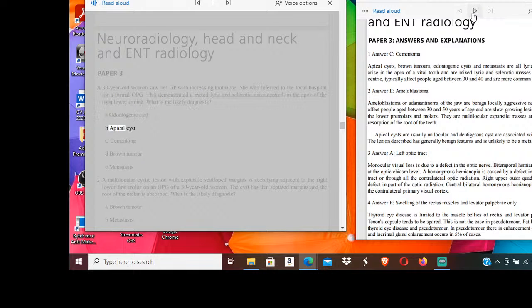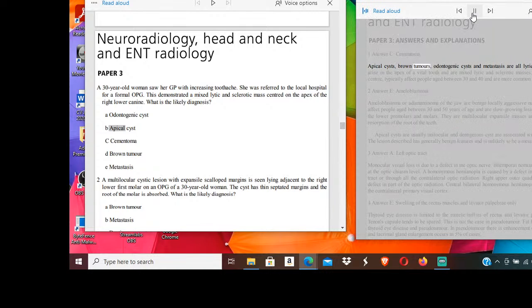A. Odontogenic cyst. B. Apical cysts, brown tumors, odontogenic cysts, and metastasis are all lytic lesions. Cementomas arise in the apex of a vital tooth and are mixed lytic and sclerotic masses. They are often multicentric, typically affect people aged between 30 and 40, and are more common in women.